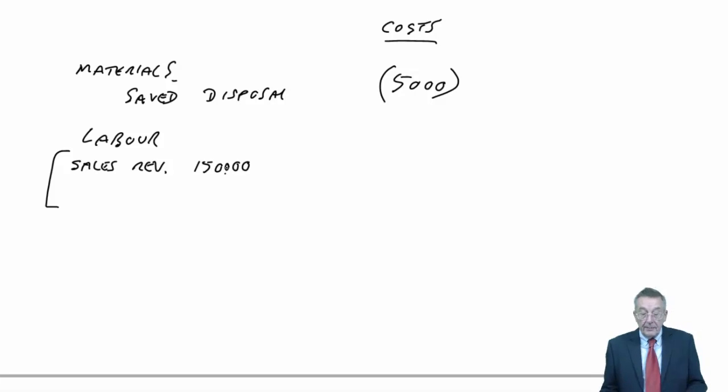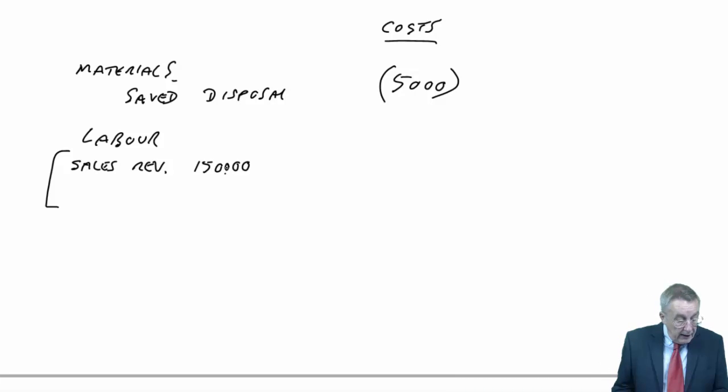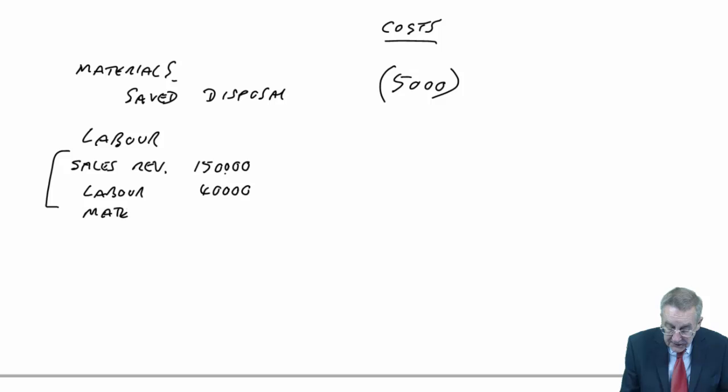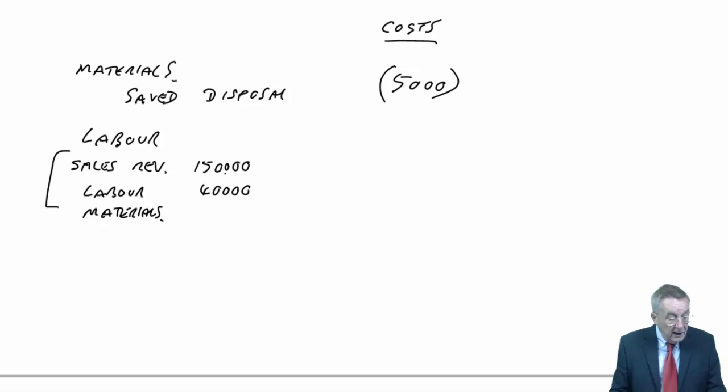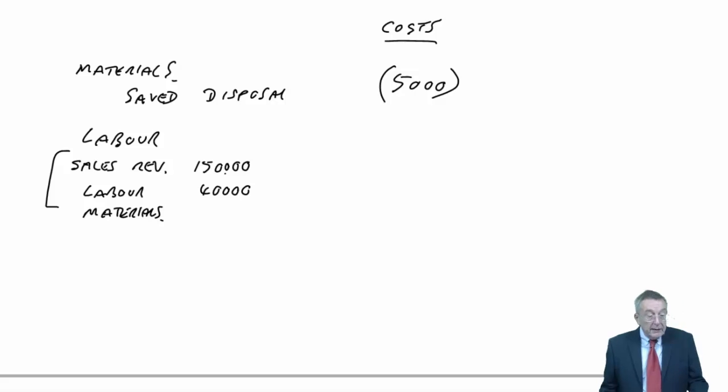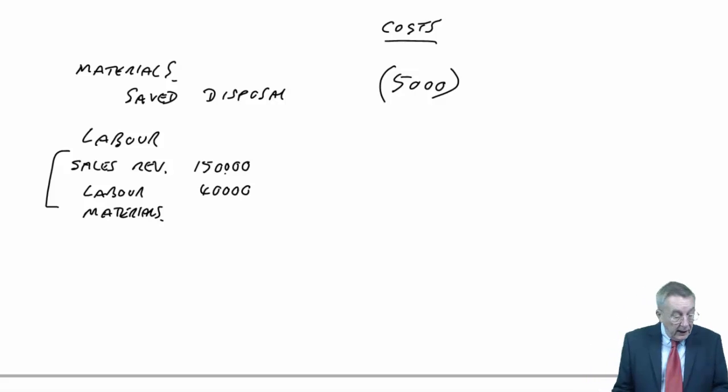And in order to make them, we'd be paying labour of 40,000. And we'd be paying materials. Well, it says the prime cost will be 100, including 40 for labour. So the materials must be the remaining 60.